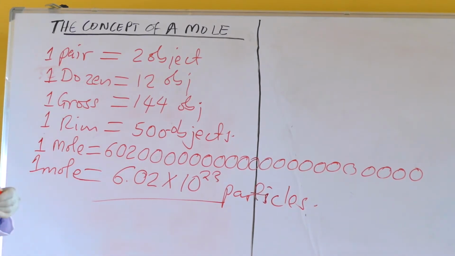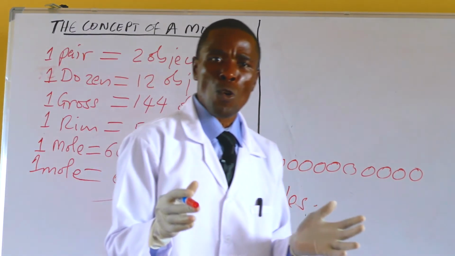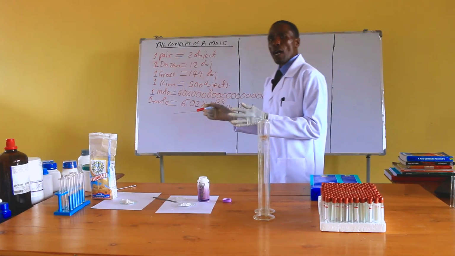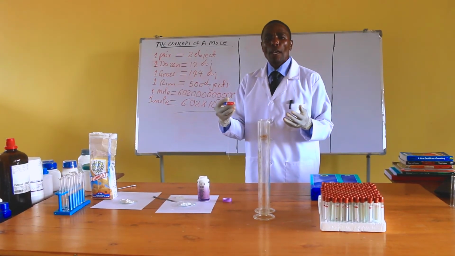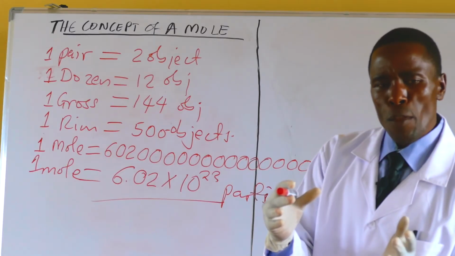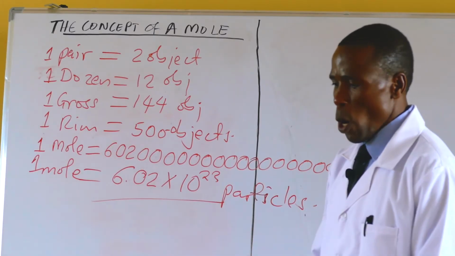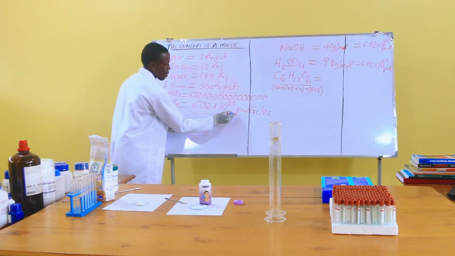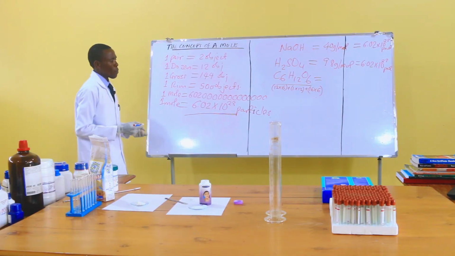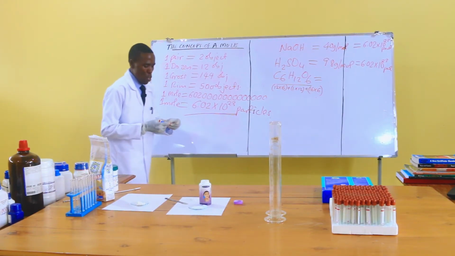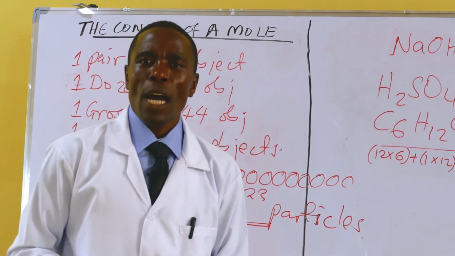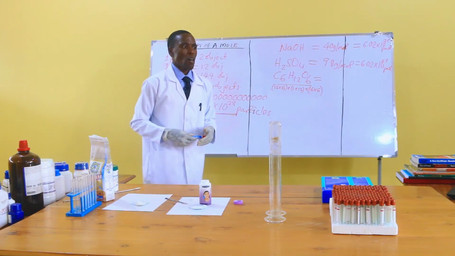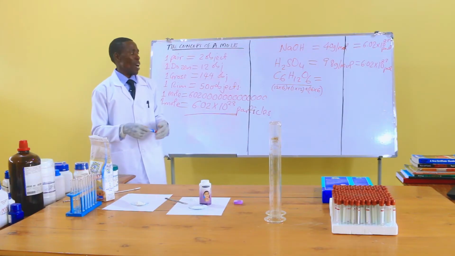Now, a mole is used to count very small things. In chemistry, we use the unit mole to count things like electrons, atoms, molecules, and ions. Very small things like those are counted in the unit mole. Now, to sum up, this number, 6.02 times 10 power 23 particles, is scientifically known as Avogadro's constant. It is called Avogadro's constant or Avogadro's number.